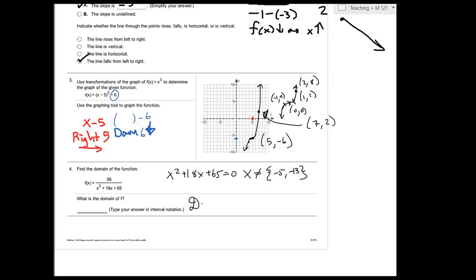Our domain is going to be equal to, well, negative's fine, right up to negative 13. We can be between negative 13 and negative 5, and we can go on from negative 5 straight on to infinity. But we just can't have these 2 points, negative 5 and negative 13. Those just can't be in our domain. So we've got the holes in there to take them into account. All right, let's keep moving.